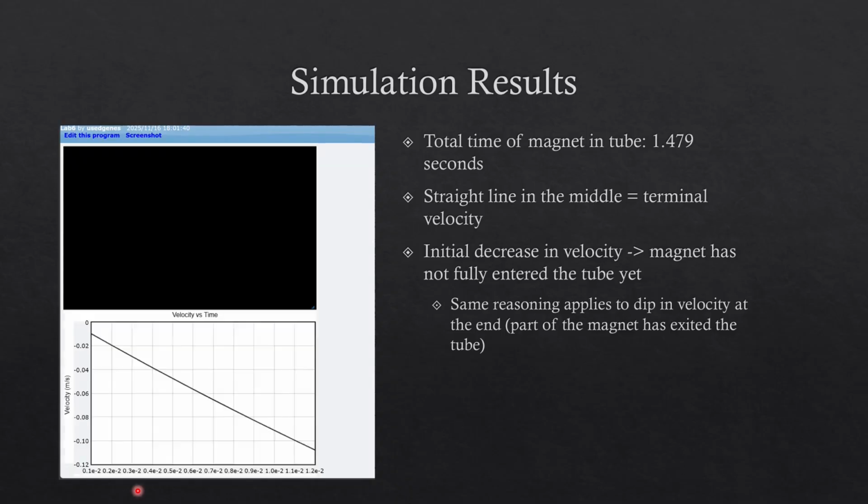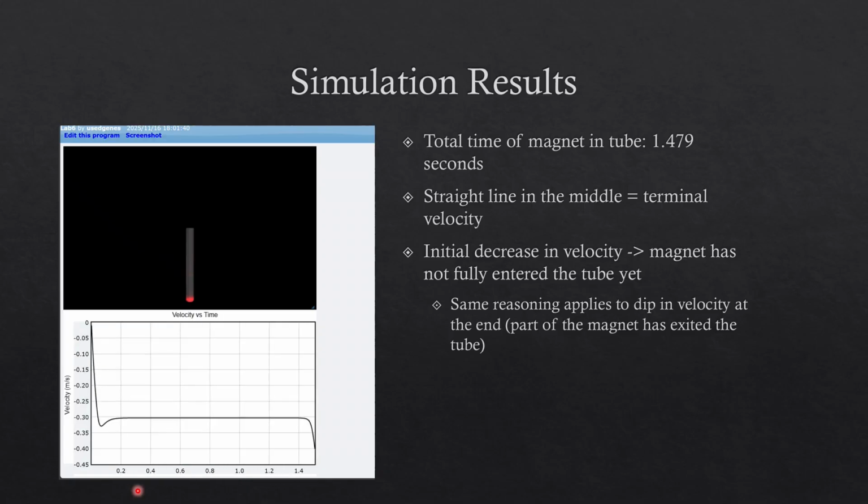Here's a video of the simulation in action. As you can see, it took around 1.479 seconds for the magnet to fall through the tube. You can see that this straight line in the middle represents the terminal velocity, which is when the force of gravity equals the repulsive force. And this initial decrease in velocity with this dip right here represents where the magnet has not yet fully entered the tube. And then this dip right here represents when the magnet is in the process of exiting the tube.